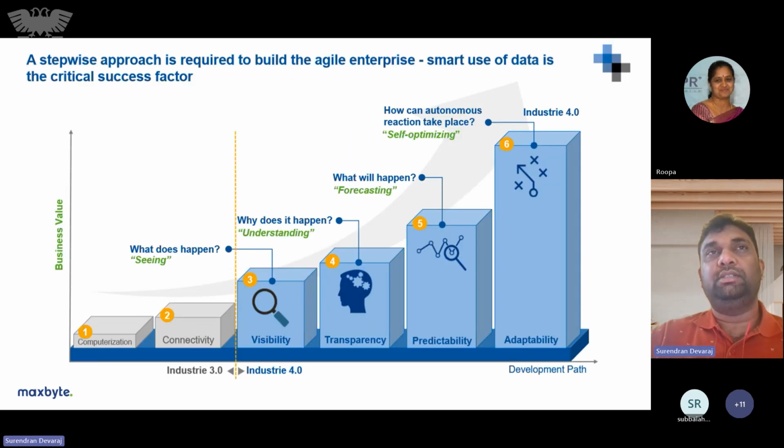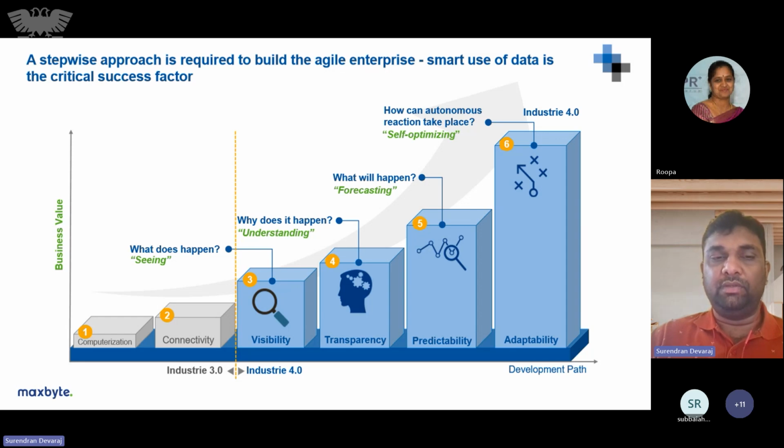And this is one such key slide also, I would like to say. So digital transformation, again, is not a single-step process, and it will not happen overnight. So how can we go for a step-by-step approach so that we are able to reach the highest maturity level of this particular digital transformation?